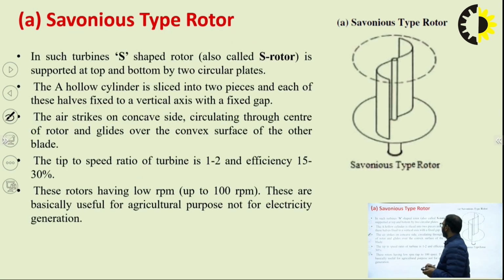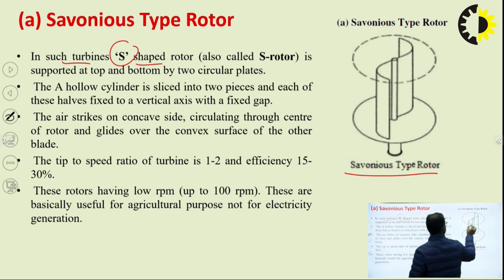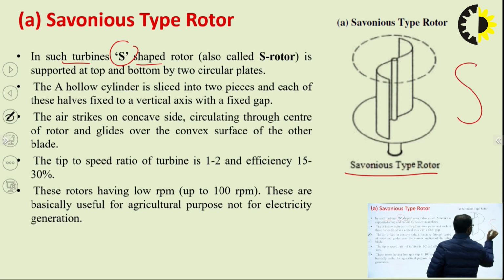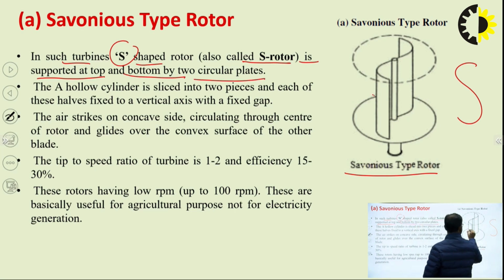In Savonius type rotor, and this is Savonius type rotor, in such a turbine, the S-shaped rotor, this is S-shaped rotor, also called S rotor, is supported at top and bottom by 2 circular plates. This is 1 circular plate and this is 2 circular plate.